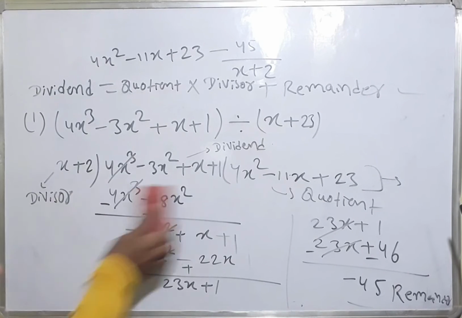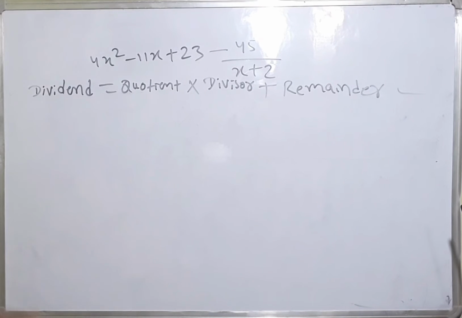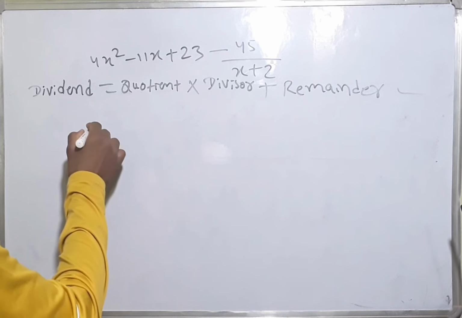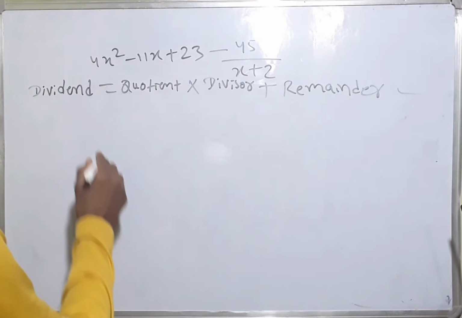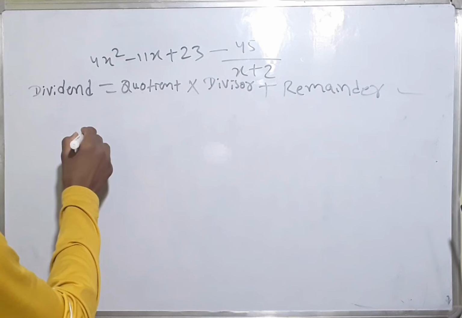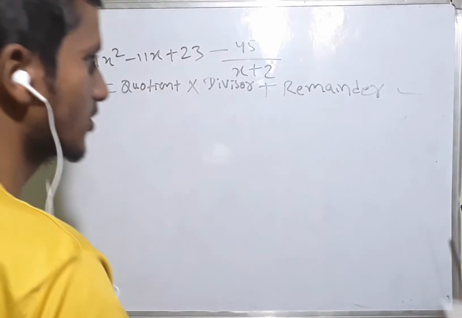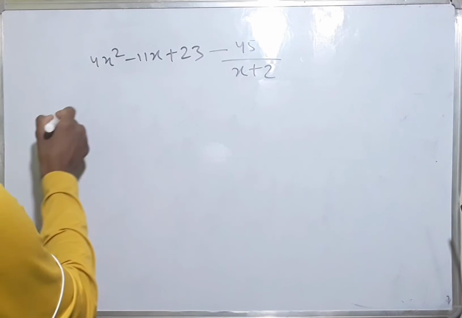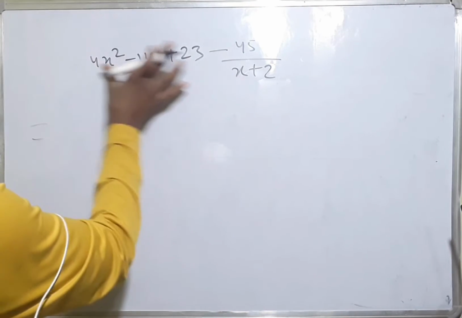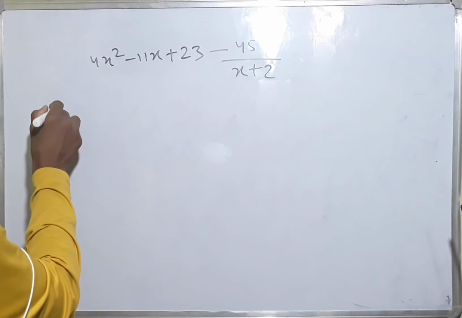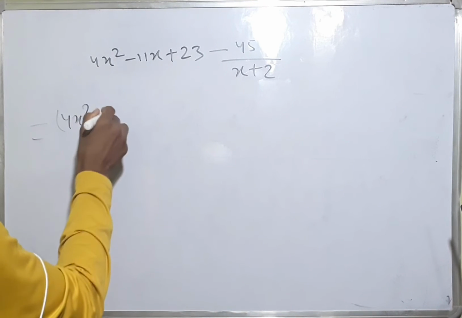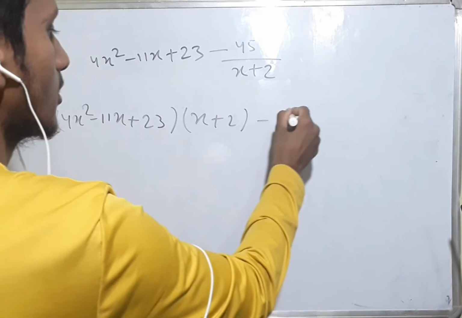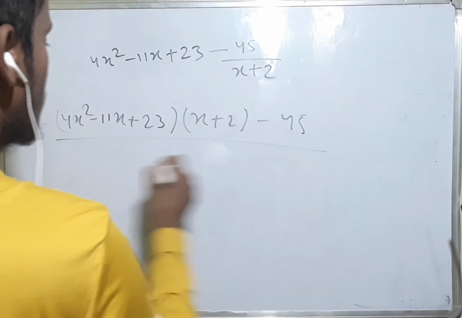Let's write this up now. And even now, if you want to do a quick check of the division, what you can do is simplify this. So let's get rid of this line and then simplify, so it's more clear to you. Now this and these all should be multiplied. So it should be 4x squared minus 11x plus 23 times x plus 2, then minus 45, all divided by x plus 2.